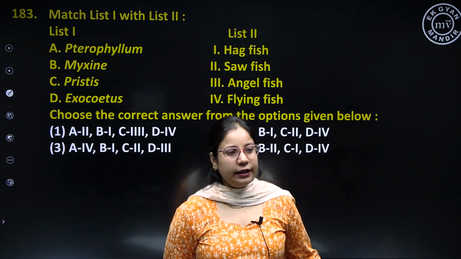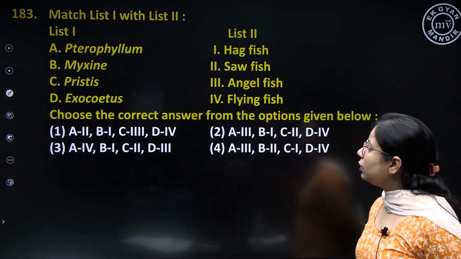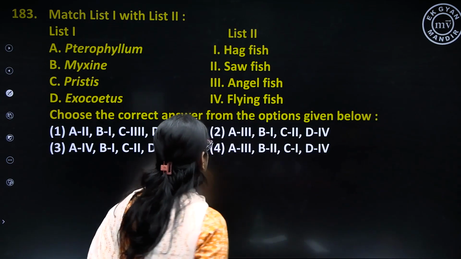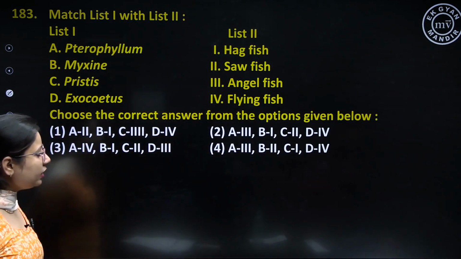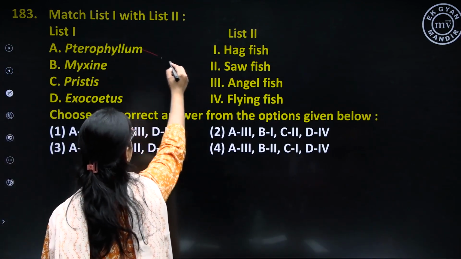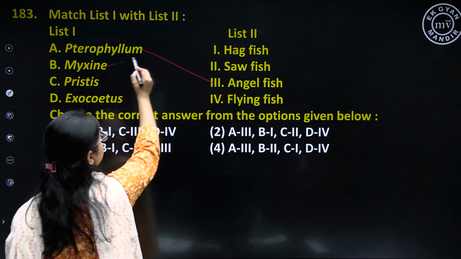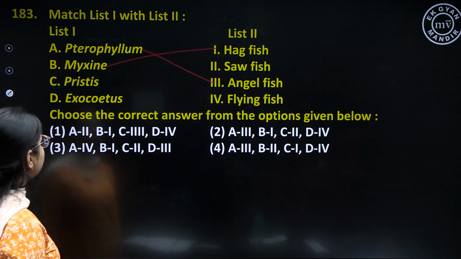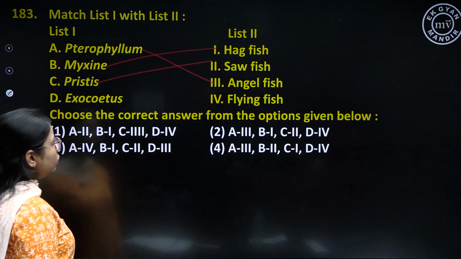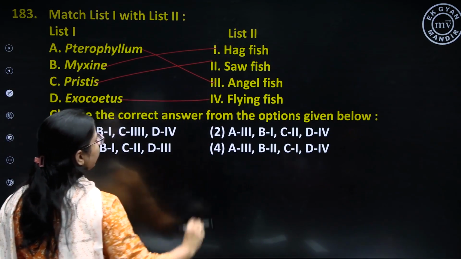Question number 183, match list 1 with list 2. We have some names of fishes which has been given in list 1. We have to match with list 2. So here you can see pterophyllum. Pterophyllum is angelfish. Then we have myxine. Myxine, it is called as hagfish. We have pristis. Pristis, it is a sawfish. And exochetus, it is a flying fish.